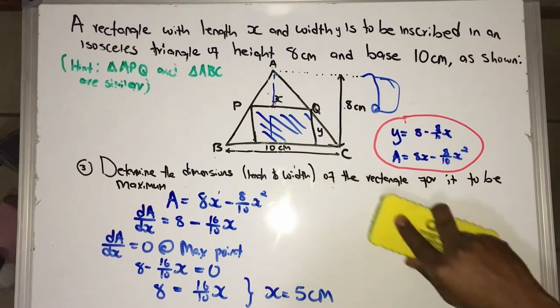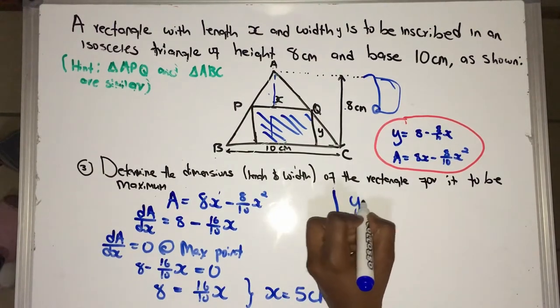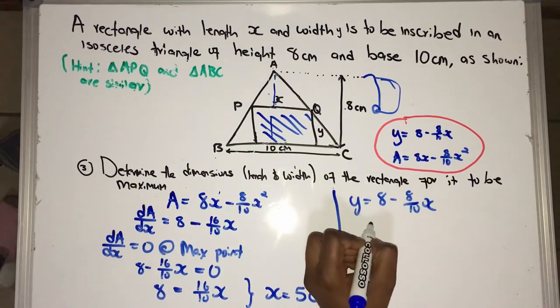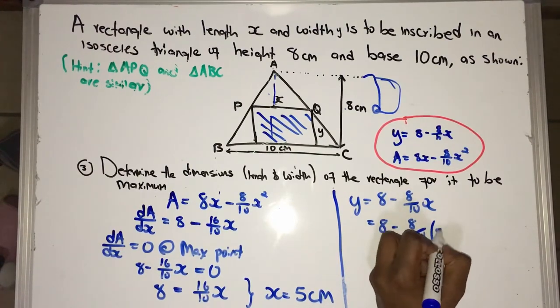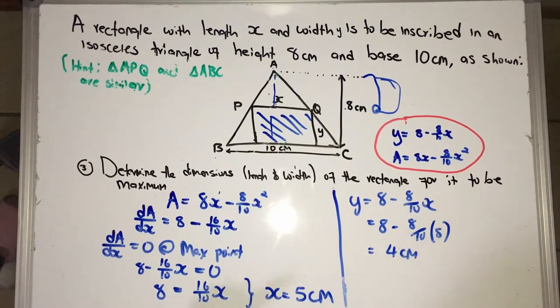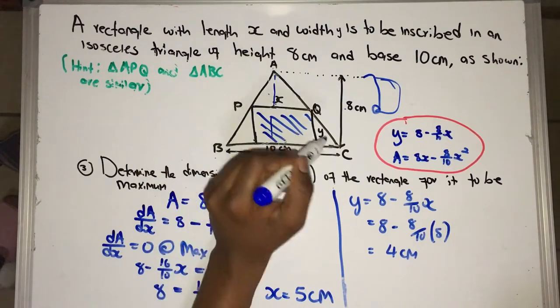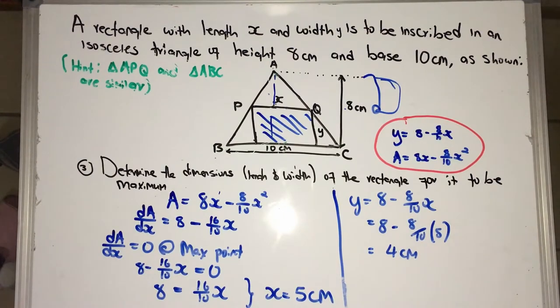But we still have to find the y. So our y is going to be 8 minus 8 over 10x. Substituting, 8 minus 8 over 10, where x is 5 centimeters, and this works out to be 4 centimeters. So when x is 5 and y is 4, you get the maximum area of this triangle. Okay, we can apply differentiation here. Now we solve the practical questions.